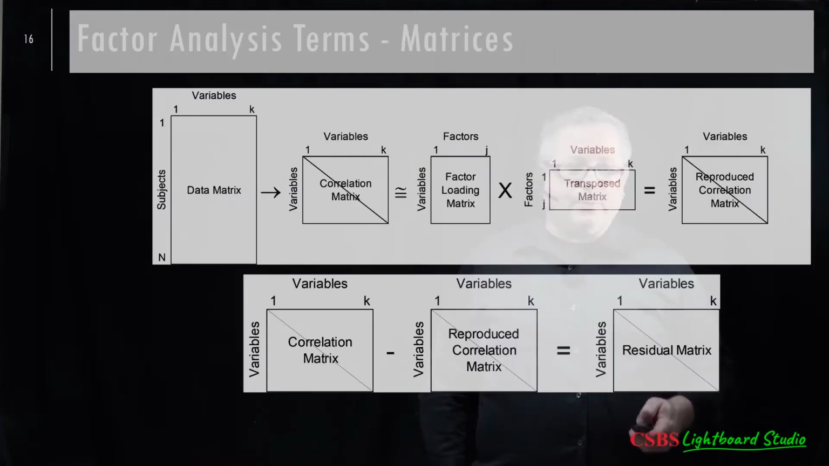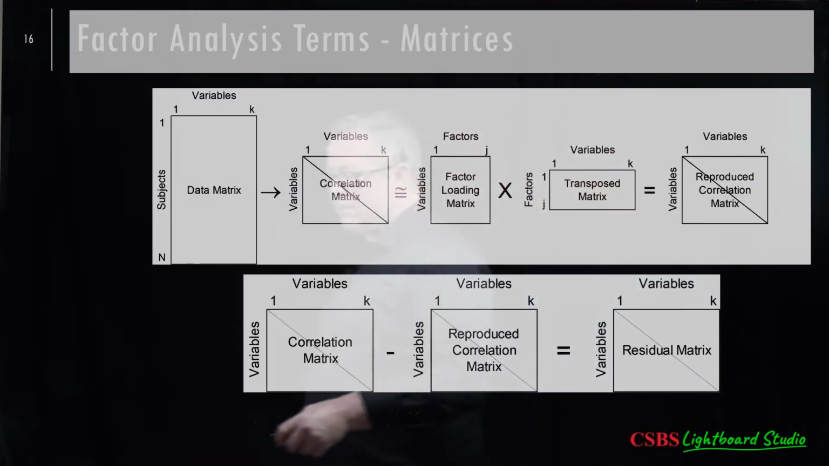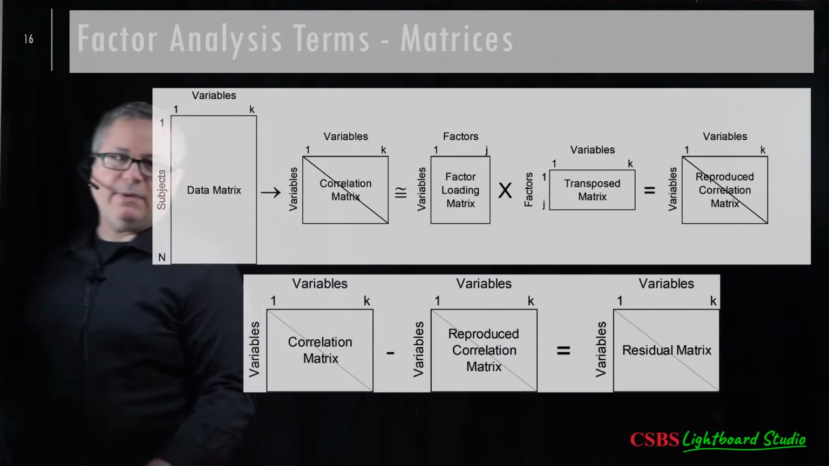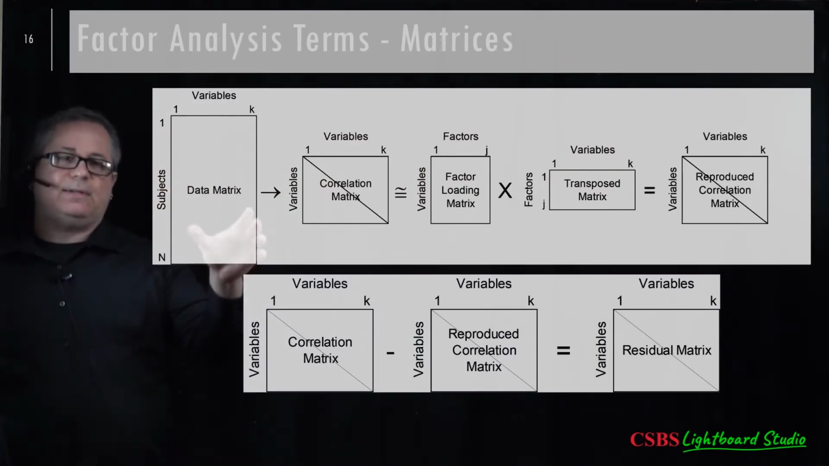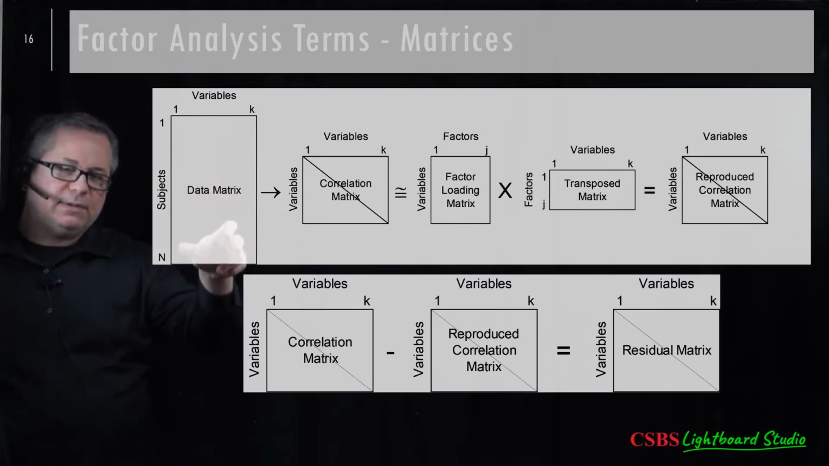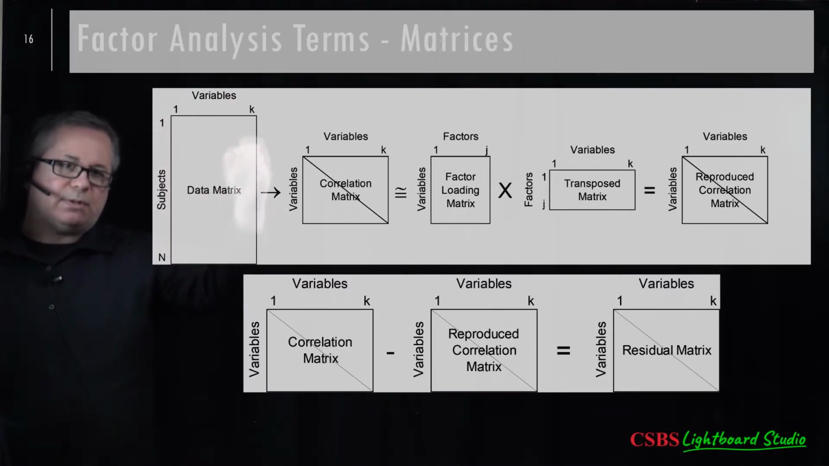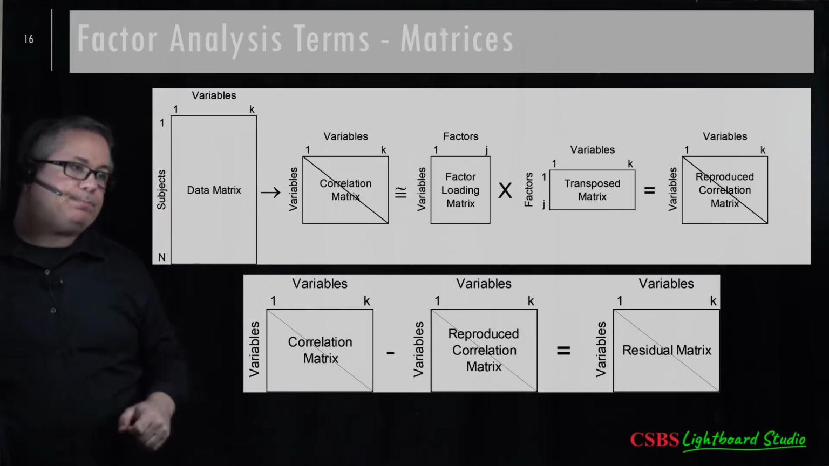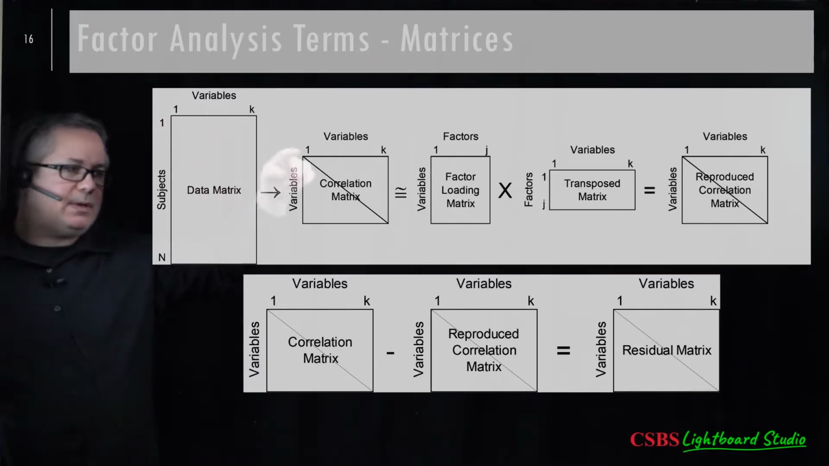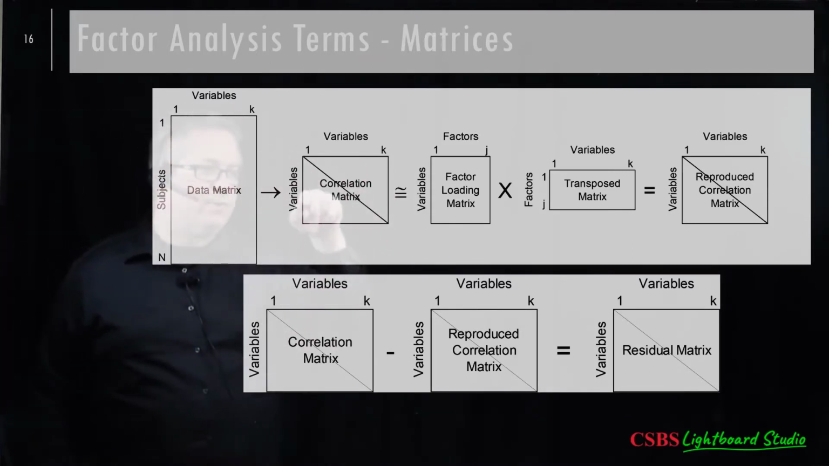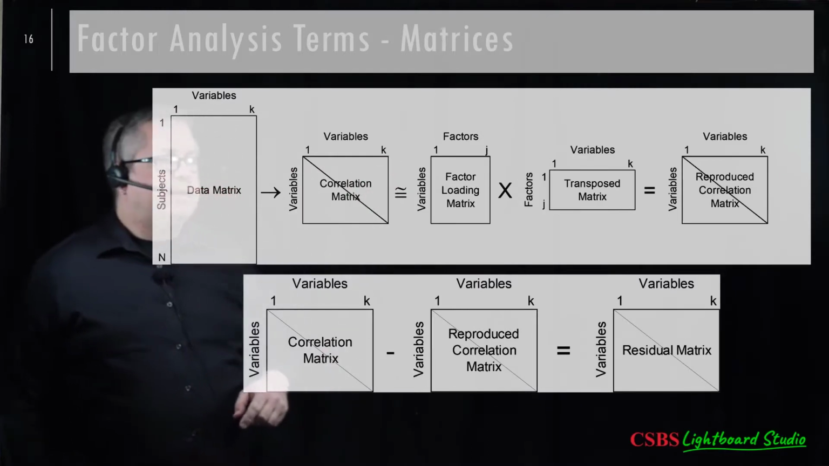So going back to here, think about the basic plan or goal of a factor analysis. It is to take a bunch of data that we have, where we have individual respondents to a number of items on a scale of some sort. We then take those variables and make it into a correlation matrix. So it's variable by variable, k by k.